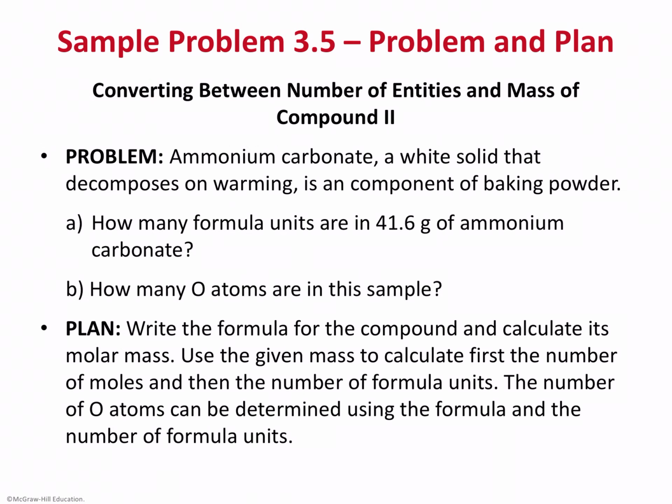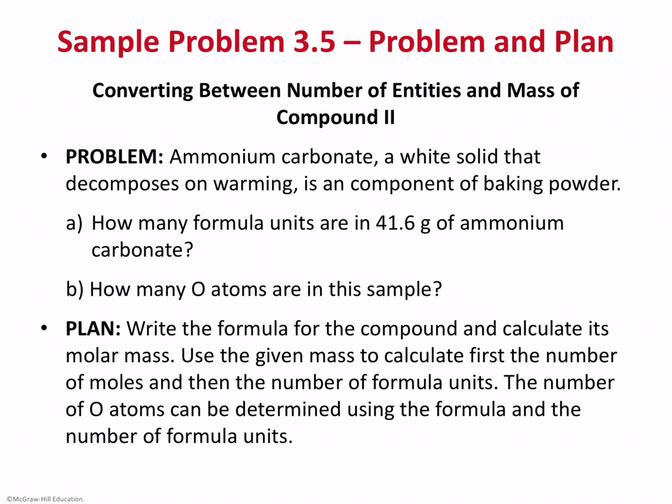Okay, converting between number of entities and mass of compound 2. Now we have ammonium carbonate. It's a white solid. It's a component of baking powder if you're making cakes at home. How many formula units are in 41.6 grams of ammonium carbonate?